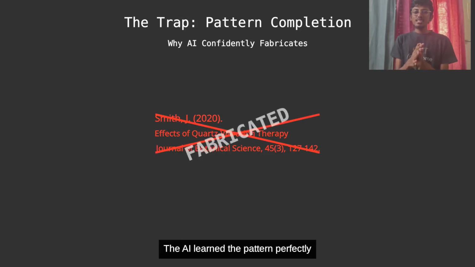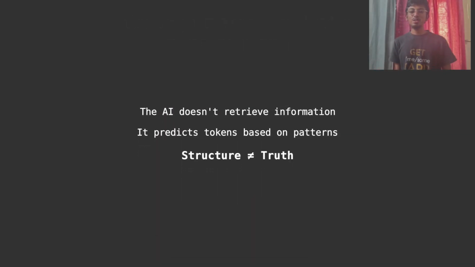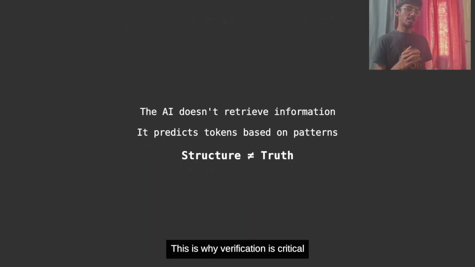So modern models like Gemini are trained with safety filters. If I ask, tell me about quartz-vibration therapy on tomato plants, the model says I don't have reliable information about the topic. So it is already not hallucinating. In training itself, they make sure that it doesn't hallucinate by default. But we can actually trick it by exploiting pattern completion.